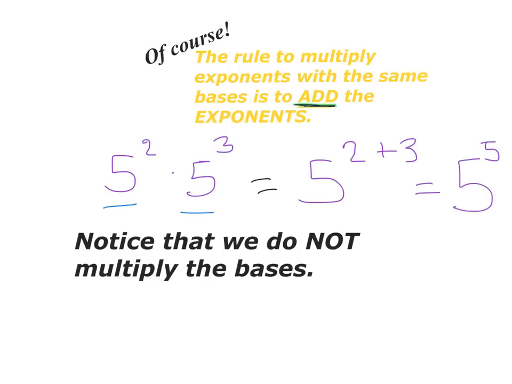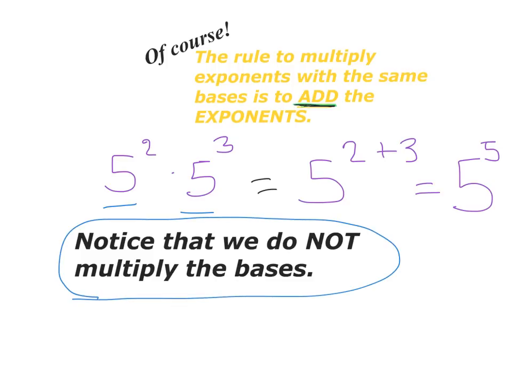Again, very important concept. We do not multiply the bases. If the bases are the same, we simply take the base as the answer and add the exponents. We don't change anything with the base, we just add the exponents.